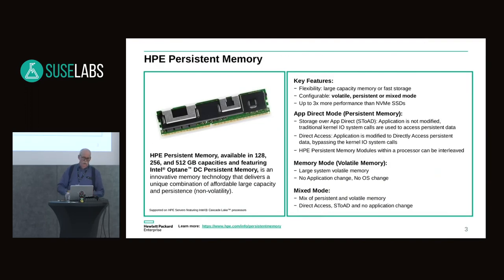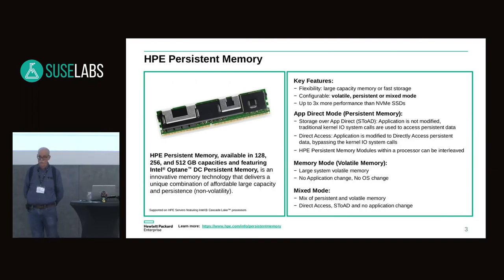So this is HPE Persistent Memory. It's based on Intel Optane technology, and it comes in those sizes. And for those of you who don't know about persistent memory, it comes in two major flavors. One is AppDirect, and that's where persistency is provided. And the other one is memory mode, and that's where it's just big dumb memory. And then there's a third, mixed mode, which is a combination of both of those. And there are some potential use cases where that's kind of handy. Although frankly, when you have to worry about configuring mixed mode, it makes my head hurt.